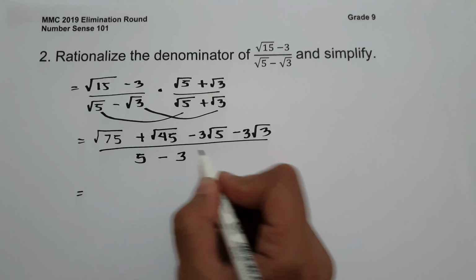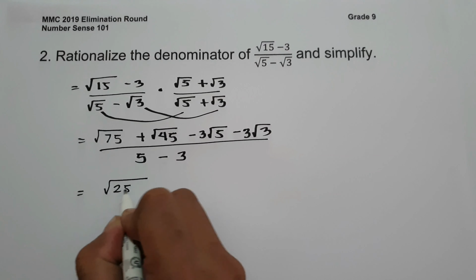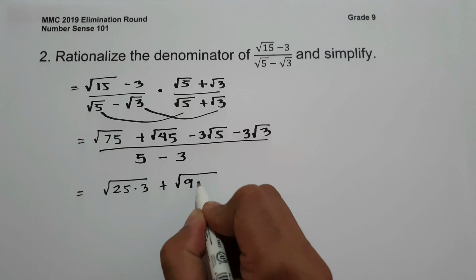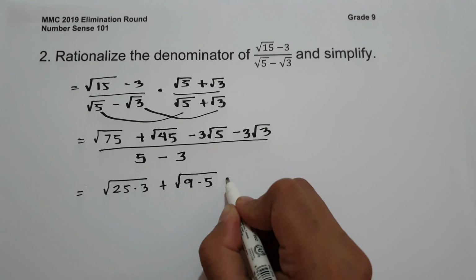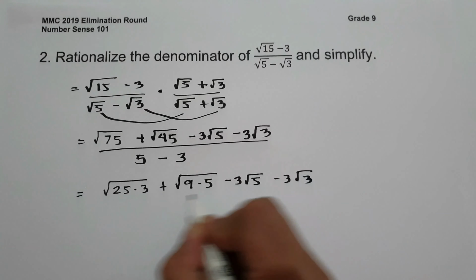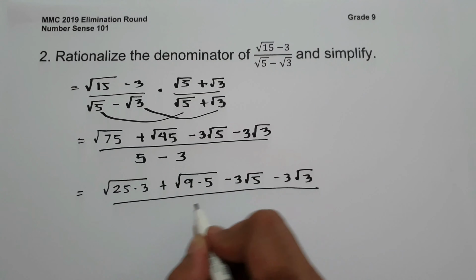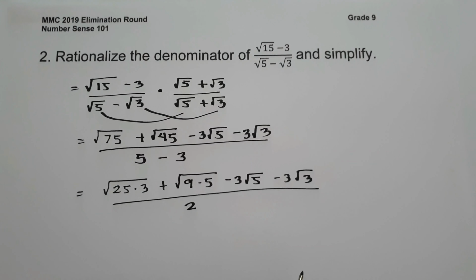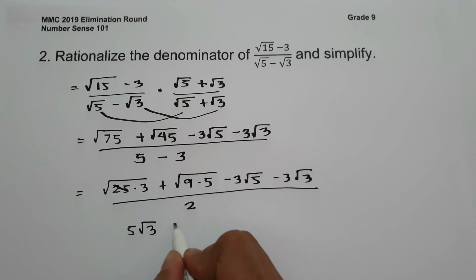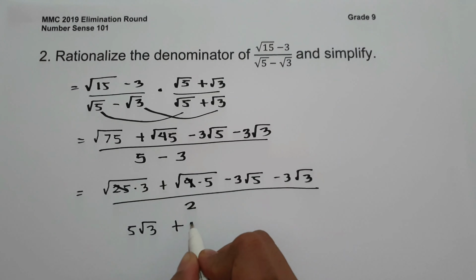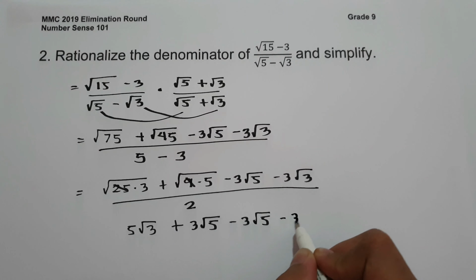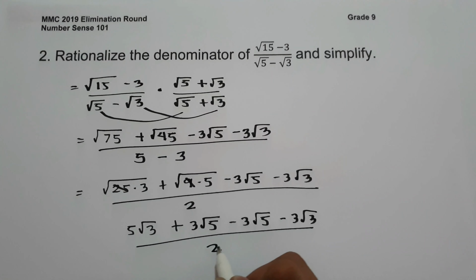Since 75 is factorable by 25 and 3, and also square root of 45 is 9 and 5, let us write this: negative 3 square root of 5 minus 3 square root of 3, and then let us subtract 5 minus 3, that is 2. The square root of 25 is 5, so 5 square root of 3, and the square root of 9 is 3, so 3 square root of 5, minus 3 square root of 5 minus 3 square root of 3, all over 2.